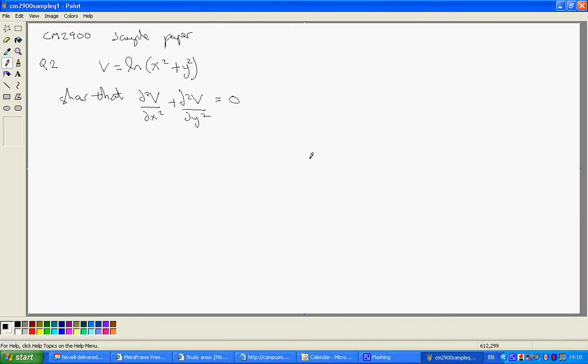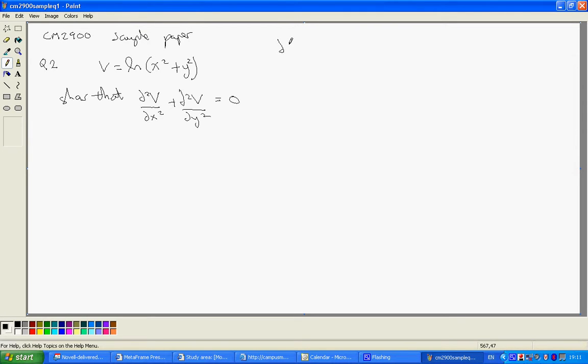This is cm2900 sample paper question 2. We're given that v equals natural log of x squared plus y squared, and we're asked to show that the sum of the two second order partial derivatives with respect to x and y respectively is equal to 0. So we need all the partial derivatives.